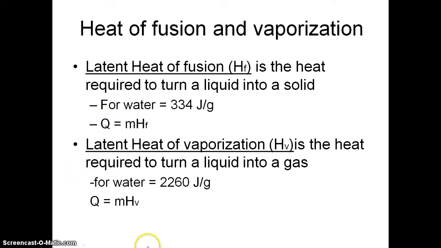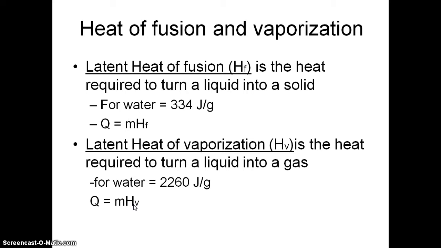Heat of vaporization, H_v, is the heat required to turn a liquid into a gas. So for water, to turn liquid water into water vapor, or gas, it takes 2260 joules per gram of energy. So the equation is the heat energy required equals the mass times the heat of vaporization.